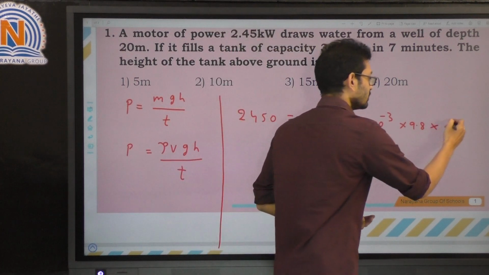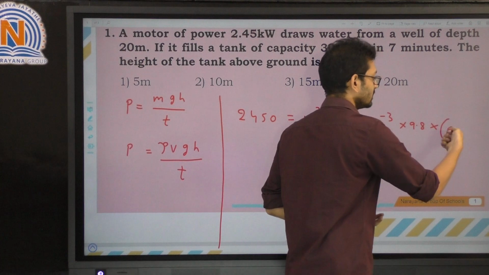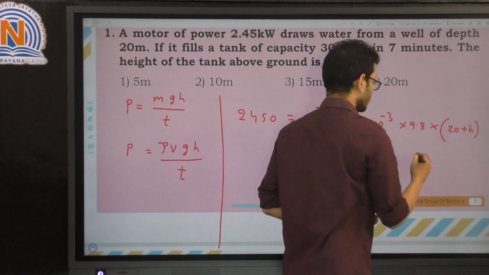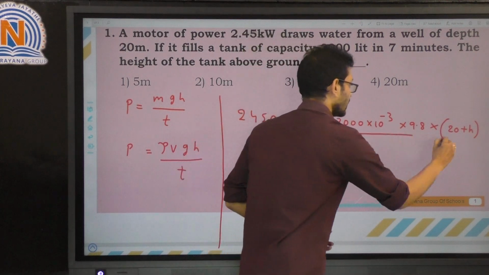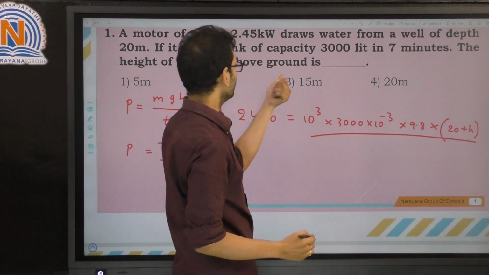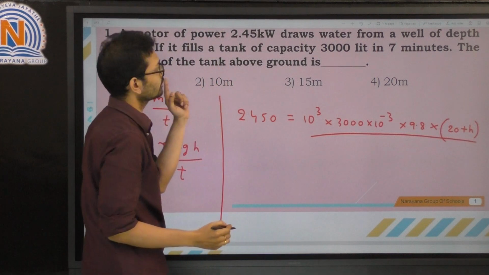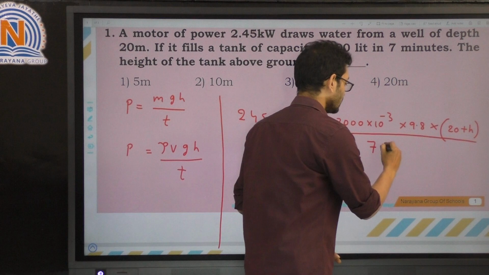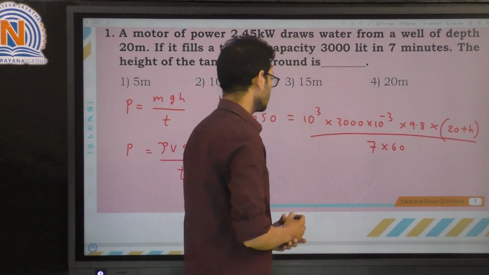Depth is given, so depth plus height. Depth is 20, plus height h, you don't know up to where it is going to reach. By the time, did they give you time? Yes, 7 minutes. So I'll write it as 7 into 60.